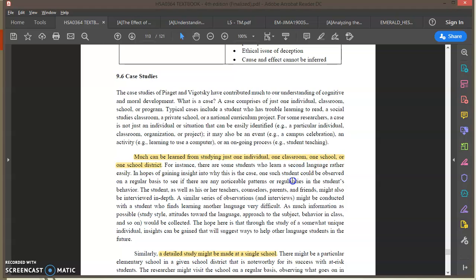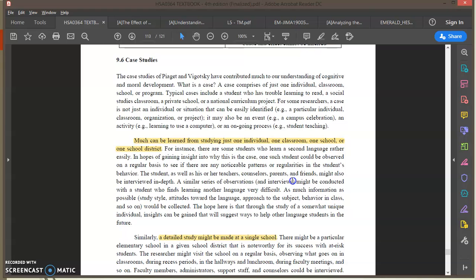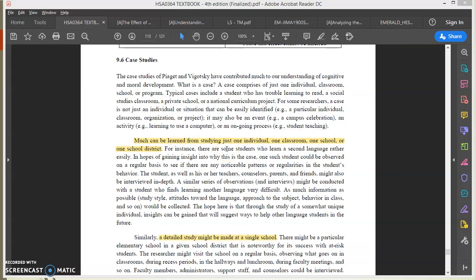Now, why are we studying cases? Because much can be learned from studying just one individual, one classroom, one school, or one school district. For instance, there are students who learn a second language rather easily. So if you have a person who learns a second language, for example English, rather easily, you study that person in detail. How does this person acquire the language easily as compared to the rest of the other students? So that is what it means by a case study.